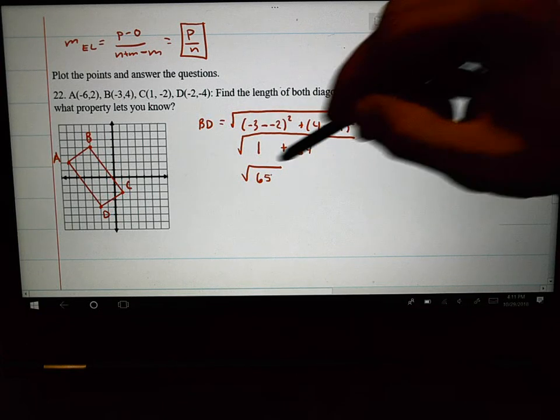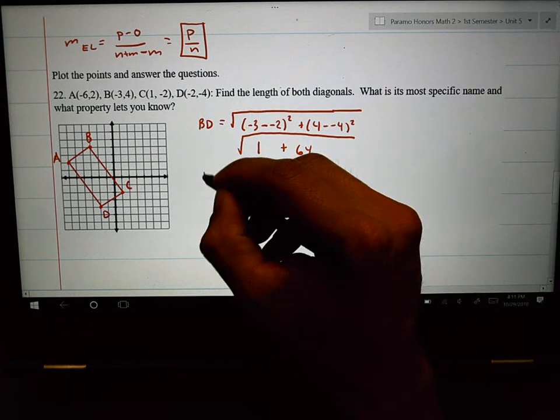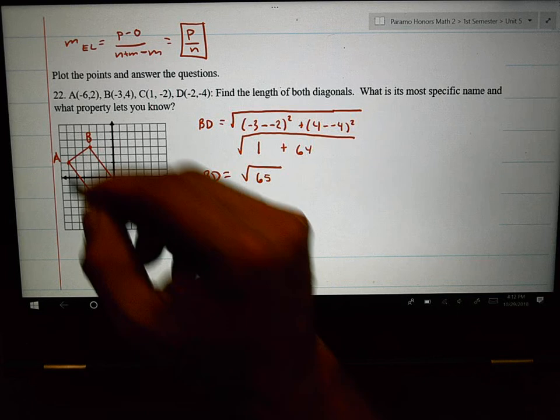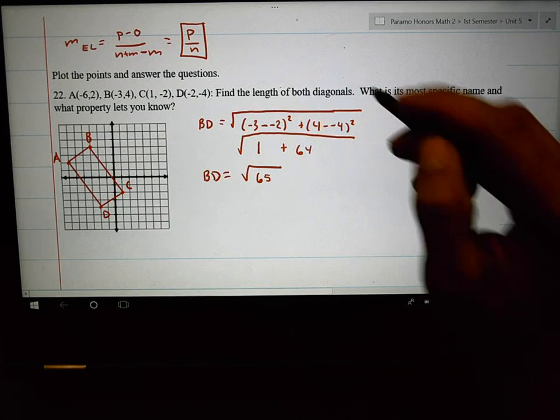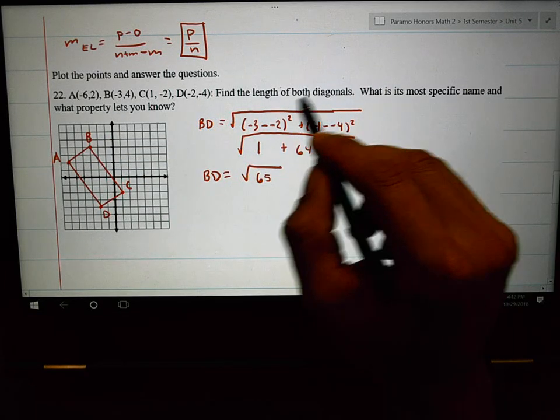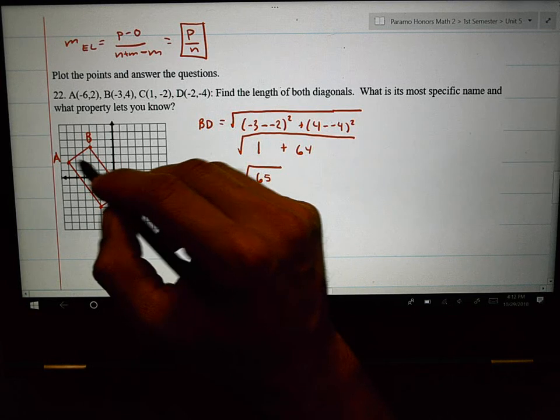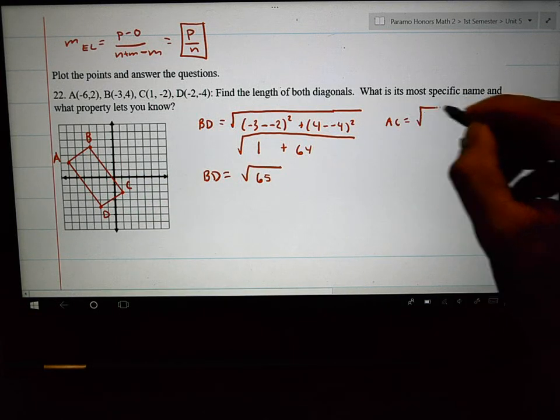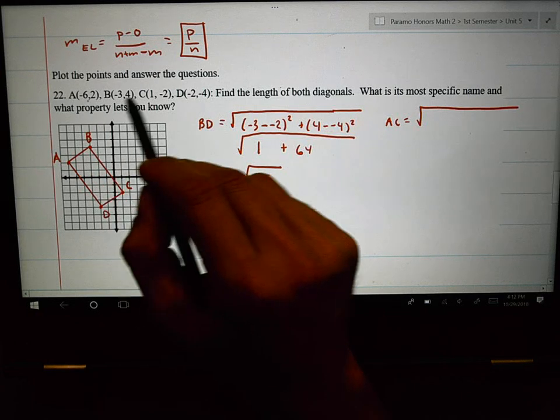Do not ever split that, by the way. And this does not simplify. So I know what BD is. The length of BD is the square root of 65. That's this diagonal. And I need to find the length of both diagonals. So now I need to find the length of AC. I already have these coordinates written right there.